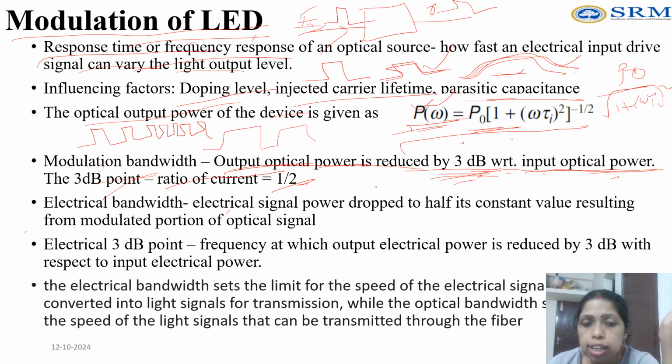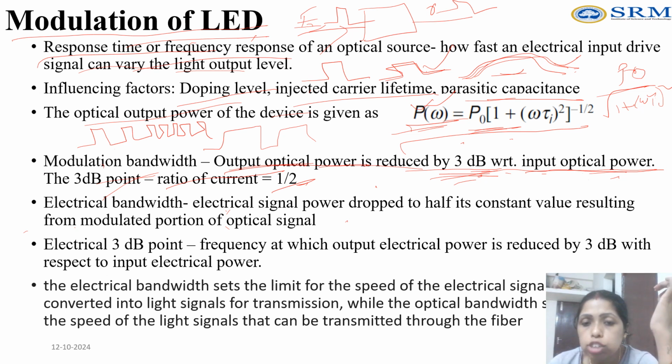The electrical signal power dropped to half of its constant value, resulting from the modulation portion of the optical signal. So from whatever output optical signal you are getting, you can get some electrical signal. In this way you can get the electrical bandwidth. Electrical bandwidth is not too important for this case. Optical bandwidth is important.